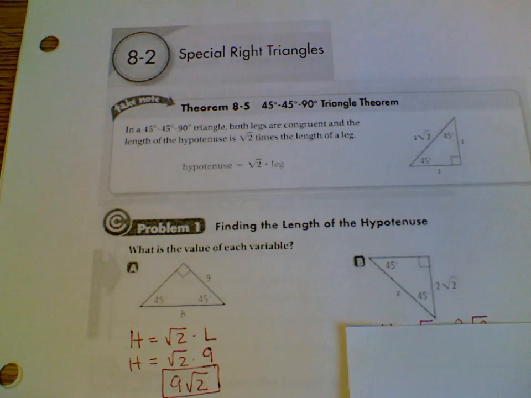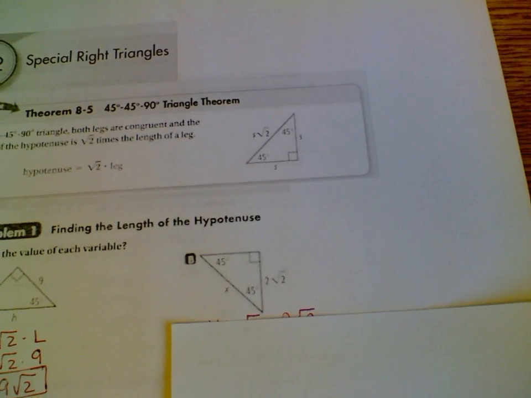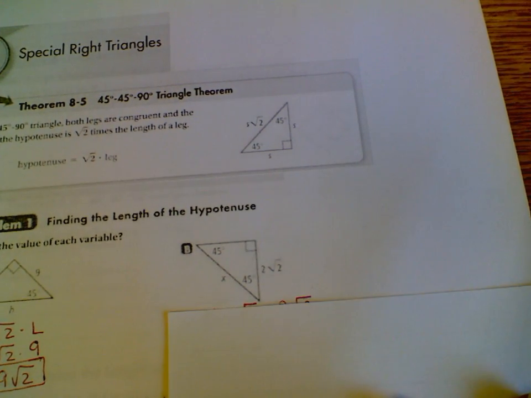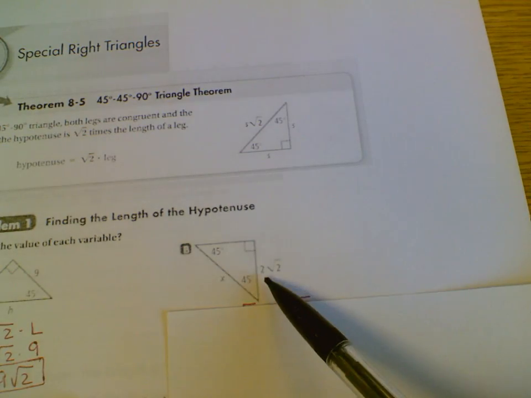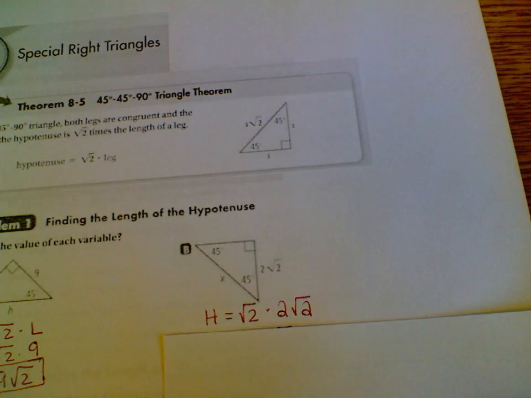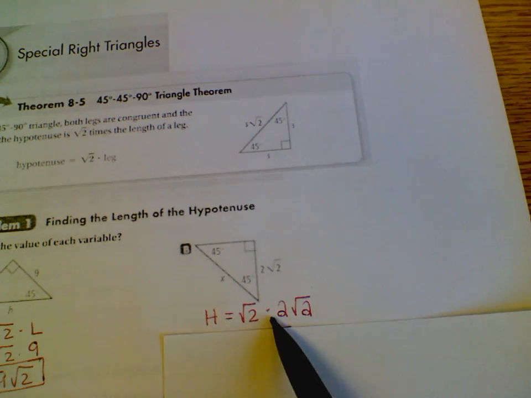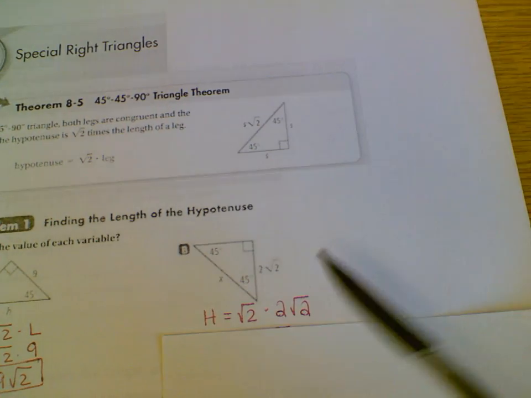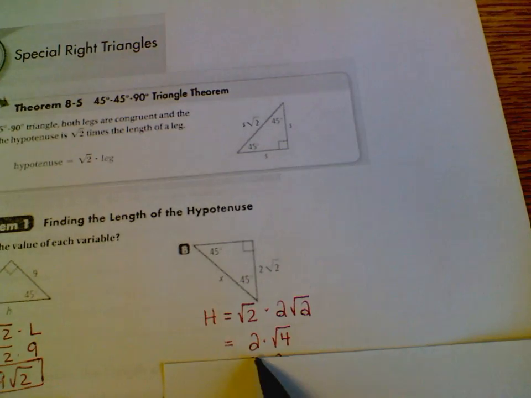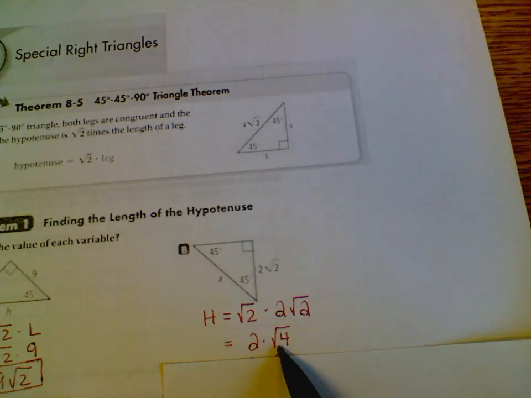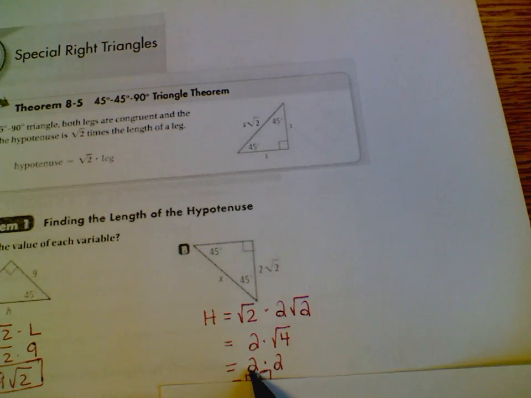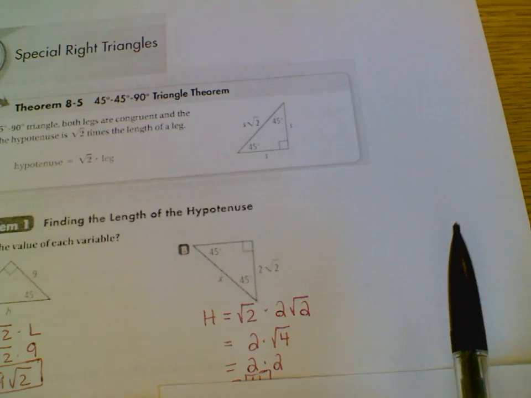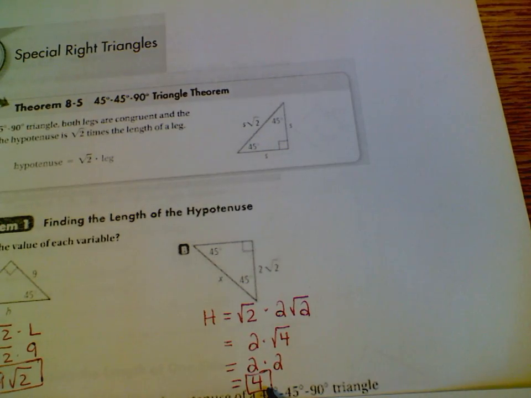Then letter B, I see that I also have a 45, 45, 90 triangle, but this time my leg is 2 square roots of 2. So when I plug it in, I have the square root of 2 times 2 square roots of 2. I have to do some simplifying by multiplying those radicals. So I would end up getting 2 square roots of 4, and then simplifying the square root of 4, I would get 2 times 2 as a whole number, and then multiplying, I end up with 4.